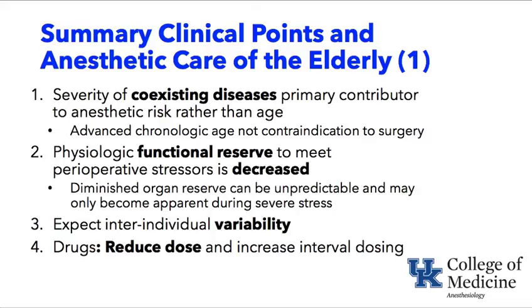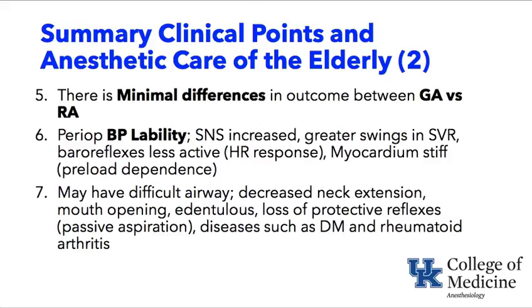Functional reserve is decreased. There's going to be big inter-individual variability in the aged patient, and for most of our drugs we should reduce the dose and increase the interval of dosing, more time in between. There's very little difference in outcome between general versus regional, and you can expect blood pressure lability in the elderly versus the young. Their sympathetic nervous system is increased, norepinephrine levels are up, there's greater swings in systemic vascular resistance, their baroreceptors and baroreflexes aren't as active, they can't increase their heart rate as much when they need to, the myocardium is often stiff and preload dependent with diastolic dysfunction.